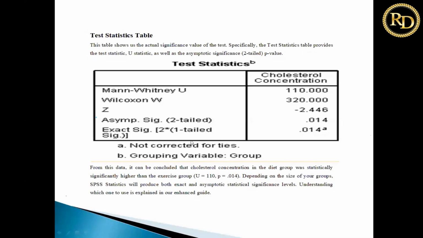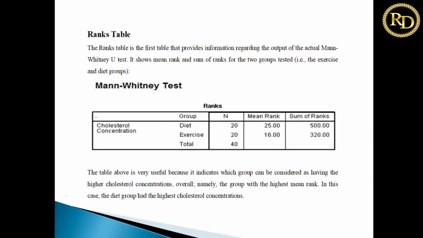Now this is the Mann-Whitney U test, and here we can see the p-value is less than 0.05. It means there is a difference between the two groups. It means diet and exercise have an impact on reducing the cholesterol level, and they are not equal; they are different in nature. And from the mean ranks or rank sums, we can see which one is going to be more effective.